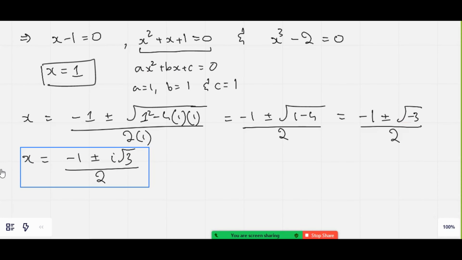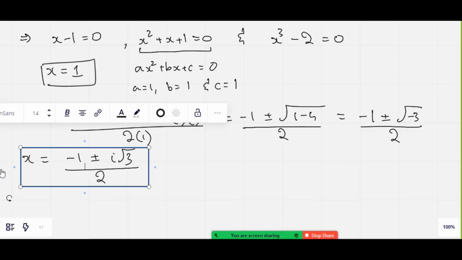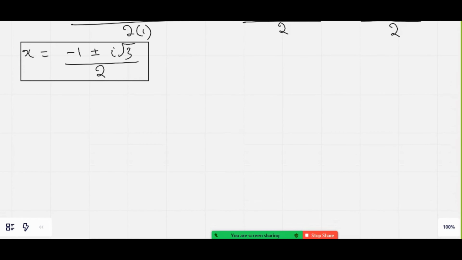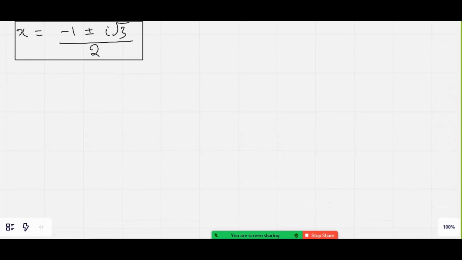Okay, and now x cubed minus 2 equals 0. Let's come a little up. Okay, finally x cubed minus 2 equals 0. So you shift this 2 to the other side, it becomes x cubed equals 2.